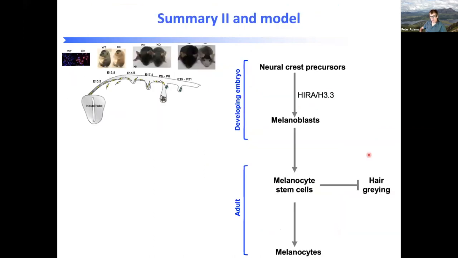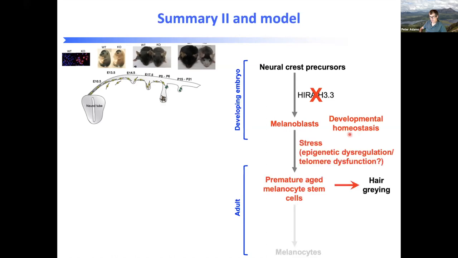To put that another way, we think that HIRA and histone H3.3 are required for specification of melanoblasts in the embryo. Inactivation of HIRA leads to a decrease in the number of melanoblasts. That decrease can then be compensated for by some mechanism which we think of as a type of developmental homeostasis, so that the decrease in number can be corrected during embryogenesis. But that correction process does have long-term consequences, perhaps stressing the cells through epigenetic dysregulation or telomere dysfunction. That leads to premature aging of the melanocyte stem cells and therefore a premature hair graying phenotype.